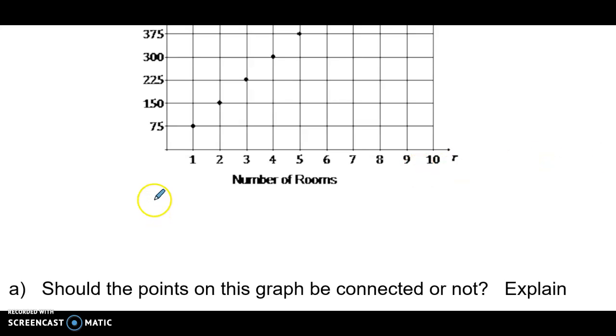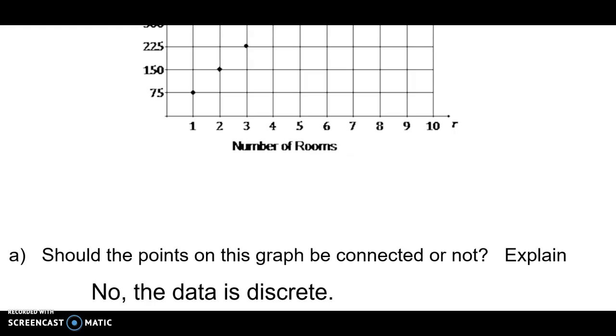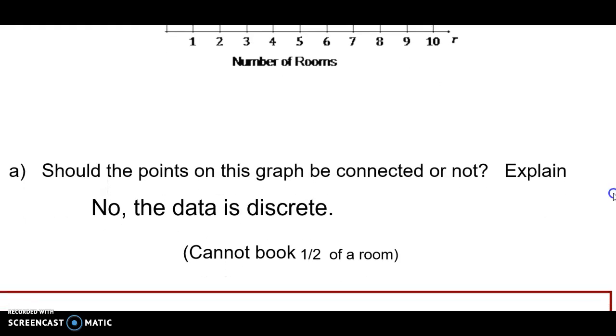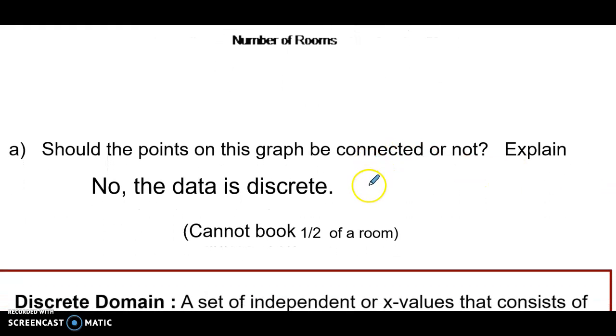Well, that comes down to, is it possible to call up the hotel and say I would like to book 1.5 rooms? If that makes sense, the data is continuous. In this case, no. You either book one hotel room or two hotel rooms. So the data is discrete, and for that reason, we do not connect our points.